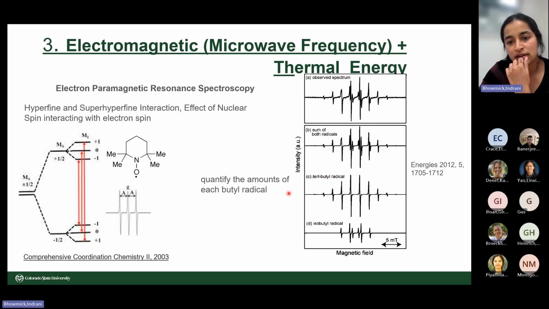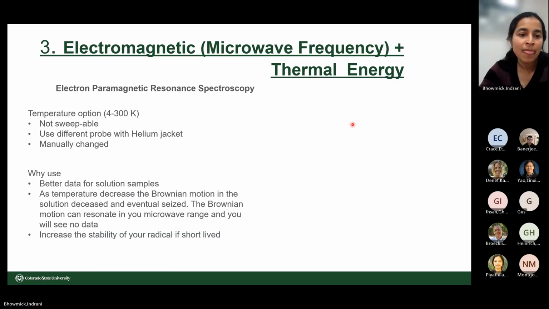Here is one example where they actually quantified two types of radical. One is this butyl radical and the other is the isobutyl radical. And this is the sum, so quantitative analysis.